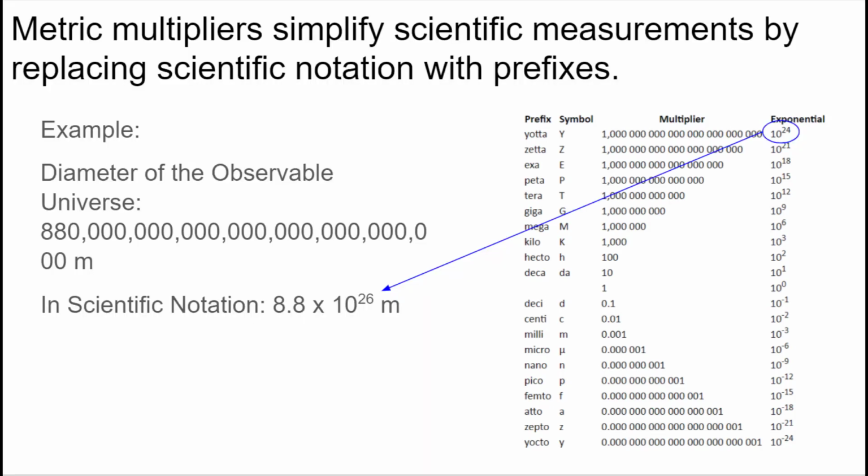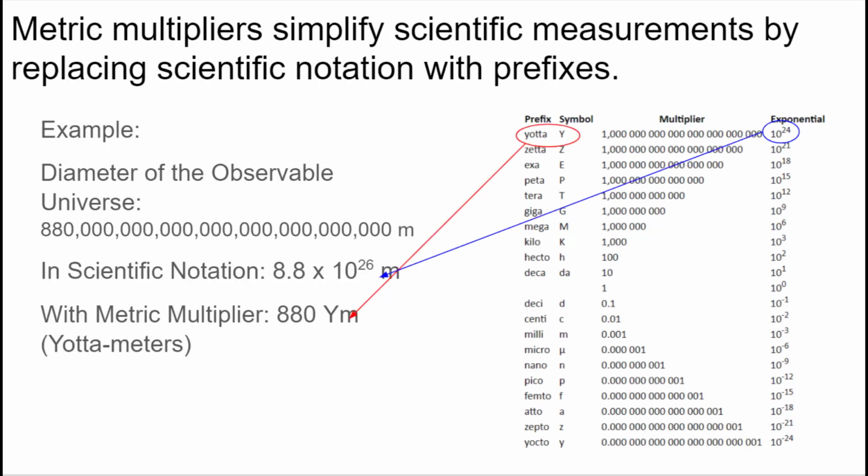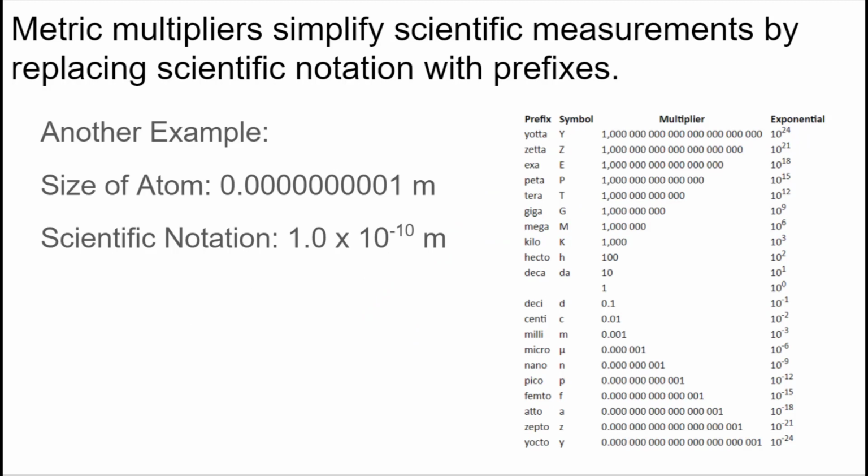We can still use this prefix, we just have to remember to move our decimal from 8.8 to the right 2 places so we can represent the number to the 24th power. Now we say that the diameter of the universe is 880 yotta meters in length. Both of these are the same measurement, but it is often easier to communicate using metric multipliers. Let's look at another example.